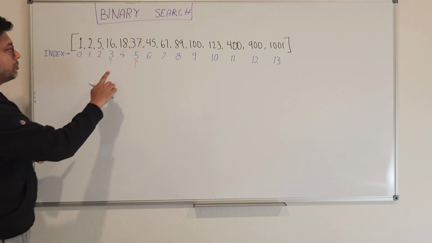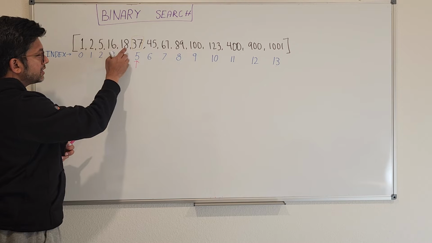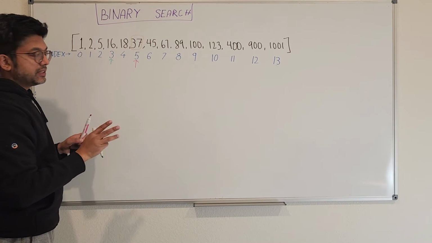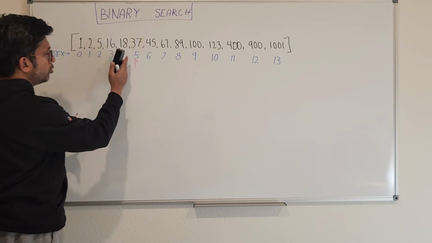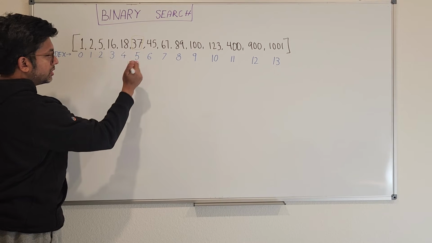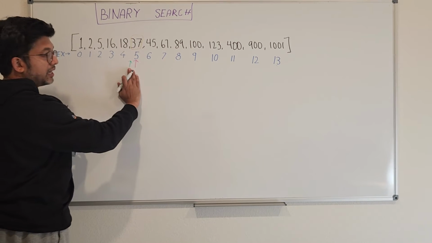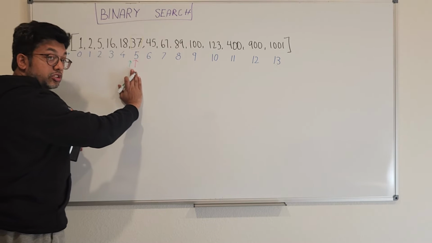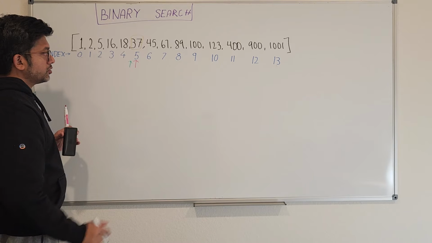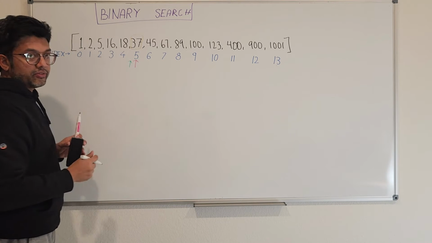Now again I look at the middle index, which is 4, 18. 18 is smaller than 37. So anything to the left of 18 in this subarray is eliminated. So my starting index will be +1 because it's to the right, because 37 is bigger. Now this is the last item I'm looking for. If this is not the number I'm looking for, at this point I'll return -1. But in this case, 37 is the number I'm looking for, so I'll return 5.